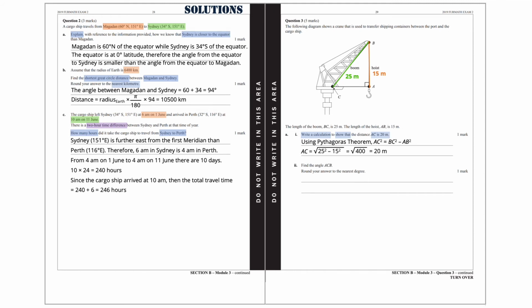Part A2. Find the angle ACB. Round your answer to the nearest degree. In the right-angle triangle ABC, we can use either sine, cosine, or tangent because we know the three sides. We are going to use sine for this question. So sine of angle ACB equals AB over BC, which is 15 divided by 25. Angle ACB equals sine to the minus 1 of 15 over 25, to the nearest degree, equals 37 degrees.